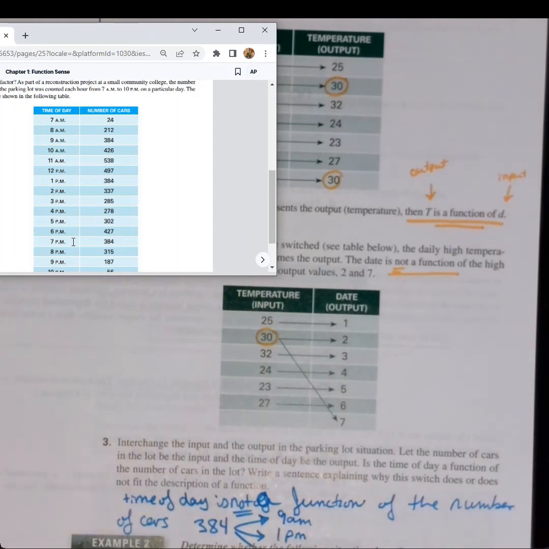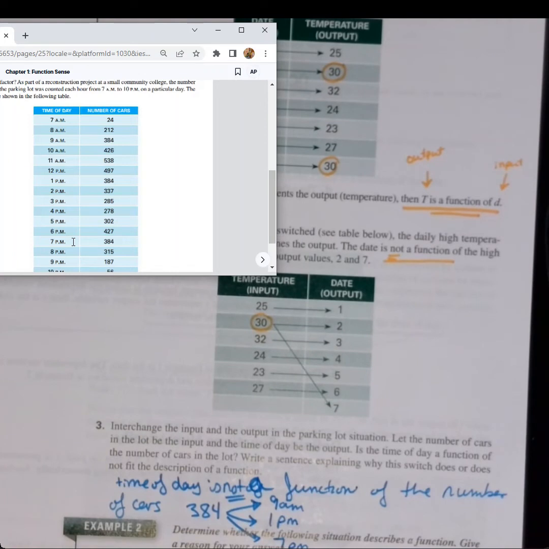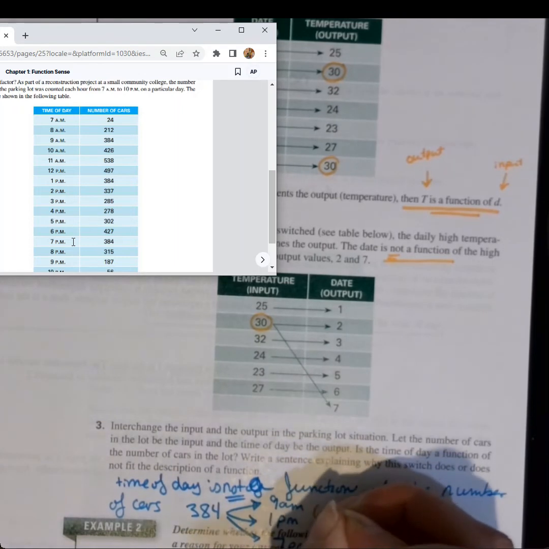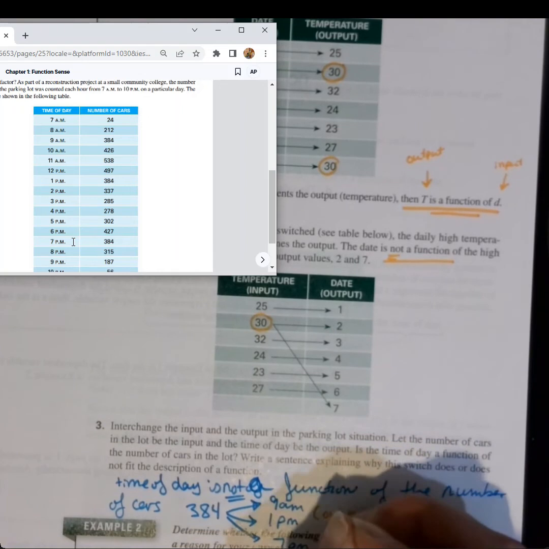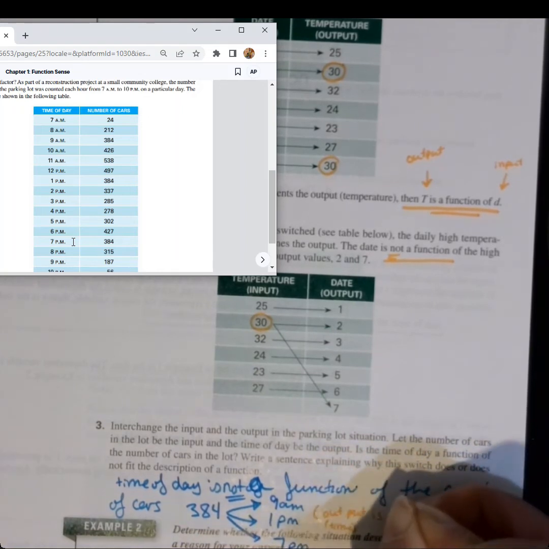It does not have a unique output per input. So we'll make ourselves a note that the output is not unique. Output being time is not unique.